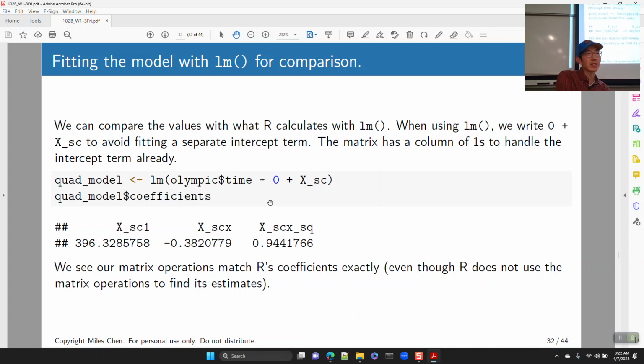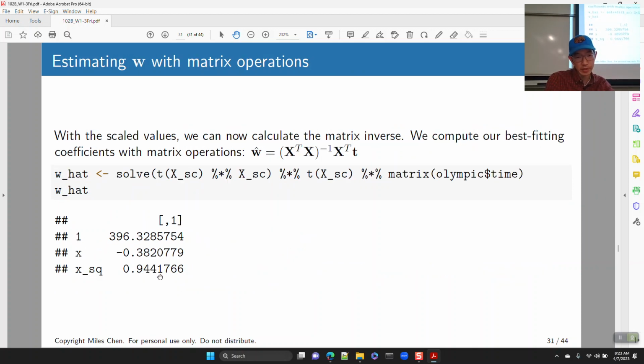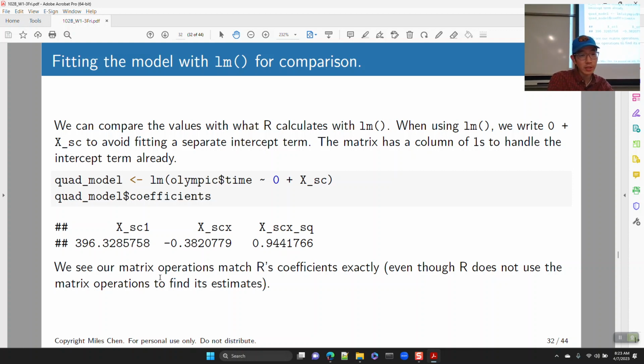0 plus in the LM notation means don't calculate an intercept term, and so we get three coefficients: a coefficient for each of the columns, coefficient for column 1, coefficient for the x column, coefficient for the x squared column. Okay, and these are our coefficients, and they are exactly the same as these coefficients. Okay, so we have that. So that's what this 0 plus is when we use LM.